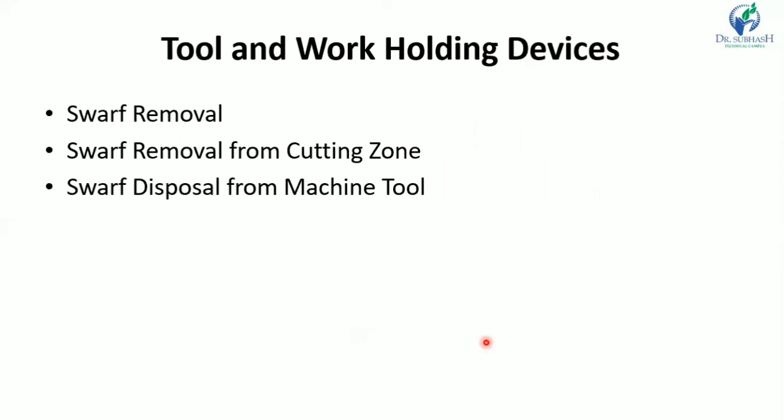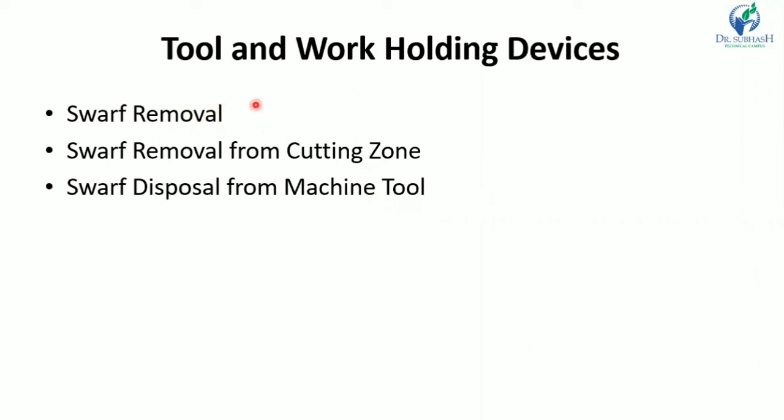In a CNC machine, the cutting time ranges from 70 to 80%. So the cutting tooling required for this machine tool needs to be specially designed. Then swarf removal from the cutting zone, and swarf disposal from the machine tool. So let us see first the swarf removal.